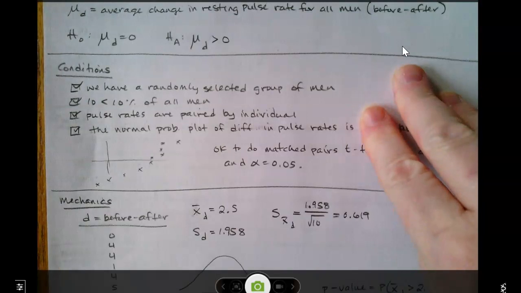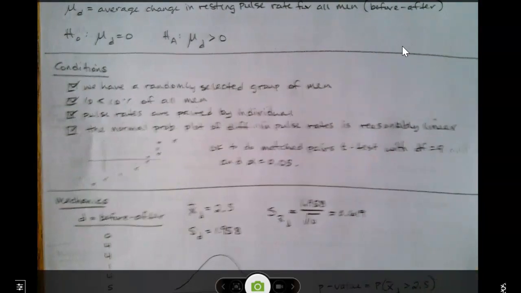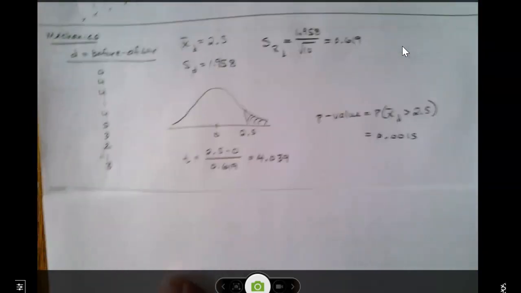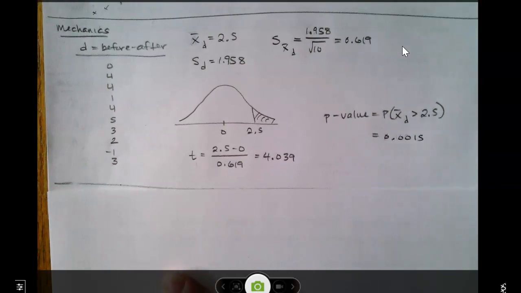All right, and then for the mechanics, I've here just gone ahead and made my list of my before minus after pulse rates. So these are our changes in pulse rates right here. And notice that direction does matter. We did have one person whose resting pulse rate was actually higher after exercise, so that's going to show up in our list as a -1.